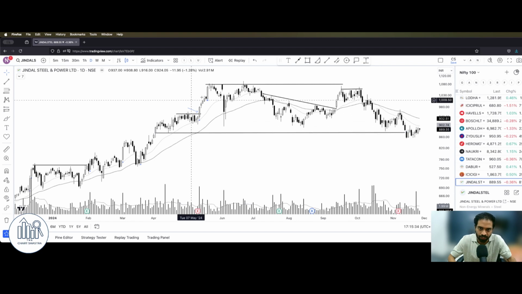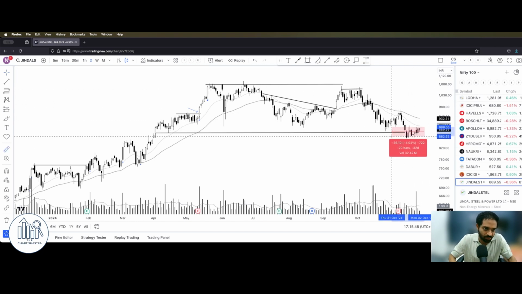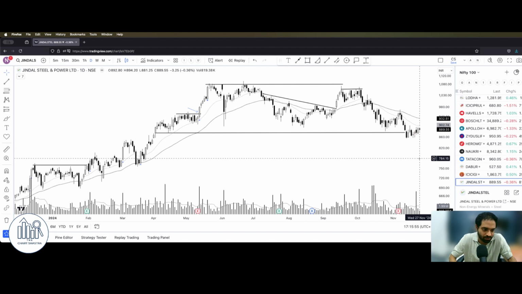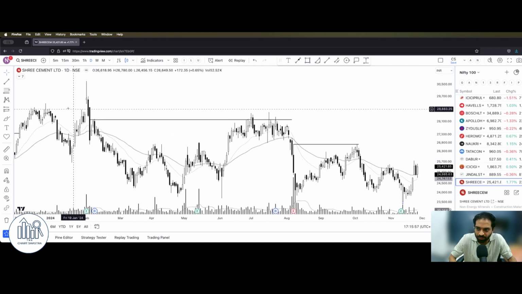Jindal Steel has been in the range, so let's wait. Would it rebound here and move again from 880 to 1080? It would be a short-term trade, a decent short-term trade with a decent stop loss. You can keep a stop loss of only 4%. If it goes below this, you can exit. Shree Cement, very weak name, no trend and heading lower and lower, complete avoid.